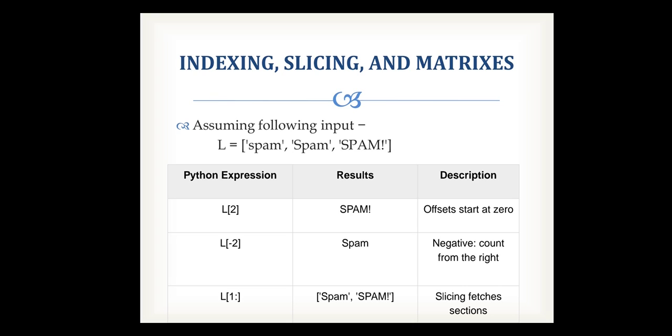It will print two elements, those having index positions 1 and 2, because the list starts from index position 1 and goes up to the last element, which is spam in uppercase. So it will print both elements, spam and spam, at index positions 1 and 2. Okay, this is called slicing, which fetches sections.